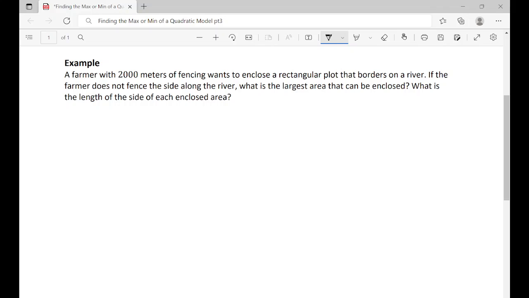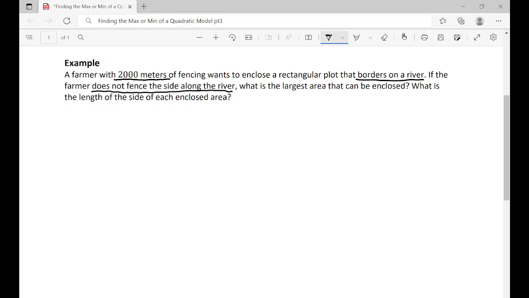So in this one, a farmer with 2,000 meters of fencing wants to enclose a rectangular plot that borders on a river. If the farmer does not fence in the side along the river, what is the largest area that can be enclosed? And what is the length of each side of the enclosed area? So we got very little information. We know we got 2,000 meters of fencing. It borders on a river. And he is not fencing in the side along the river. So that's all we really need that are given.